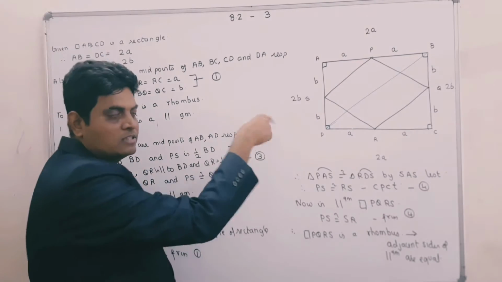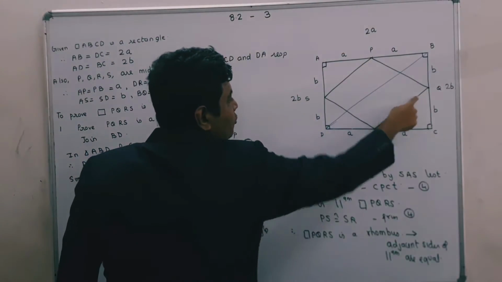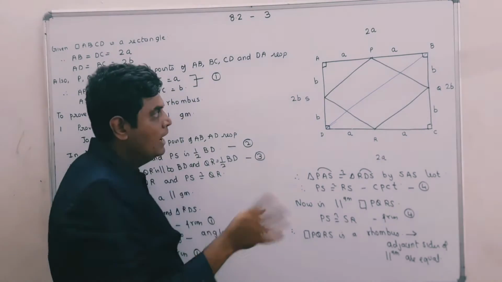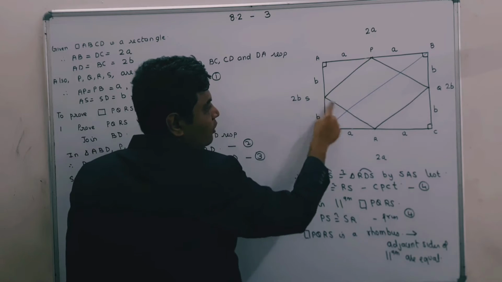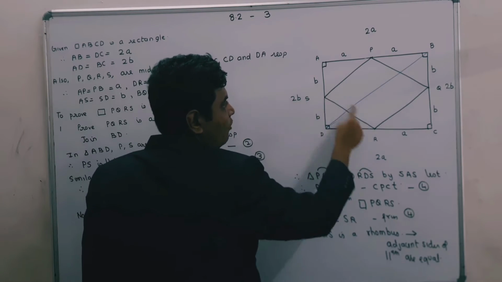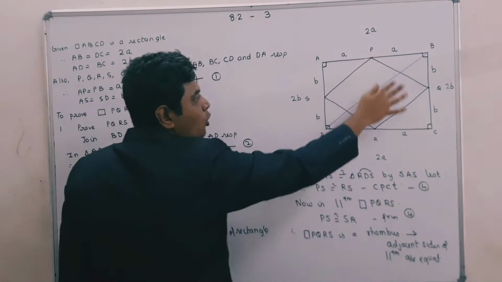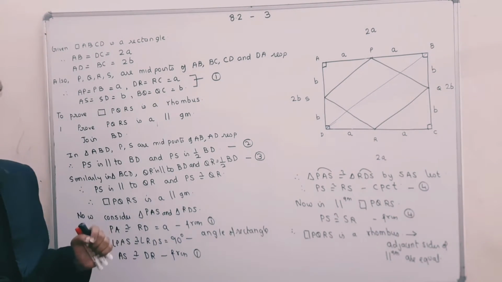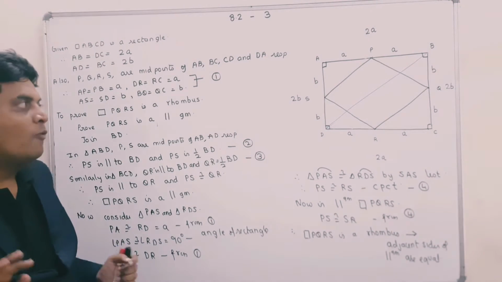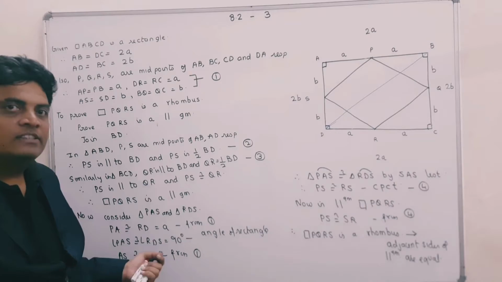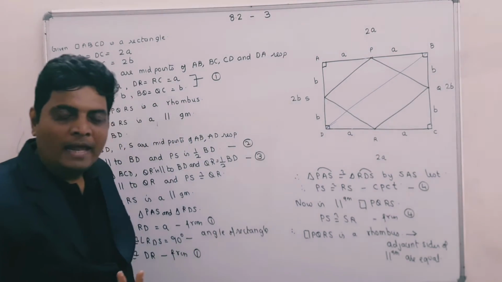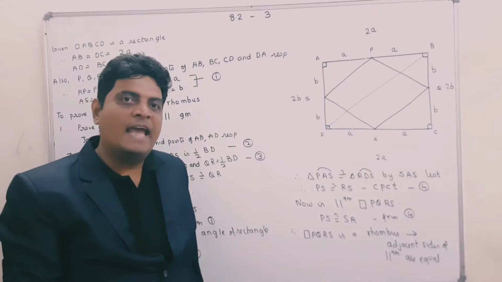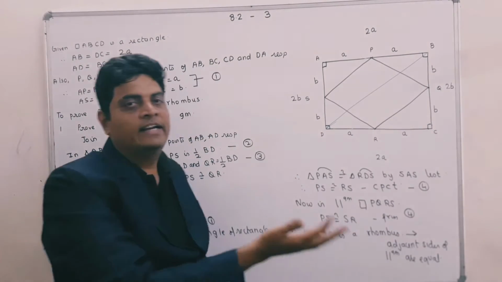So what will be our steps now? We will have to prove PQRS is a parallelogram, and then we will prove PS is equal to SR. If PS is equal to SR, that means adjacent sides of a parallelogram are equal, so it becomes a rhombus. Easy? Now what will be the first step again? First step remains the same. How you will prove PQRS is a parallelogram? Same method as we did in sum 1, as we did in sum 2.